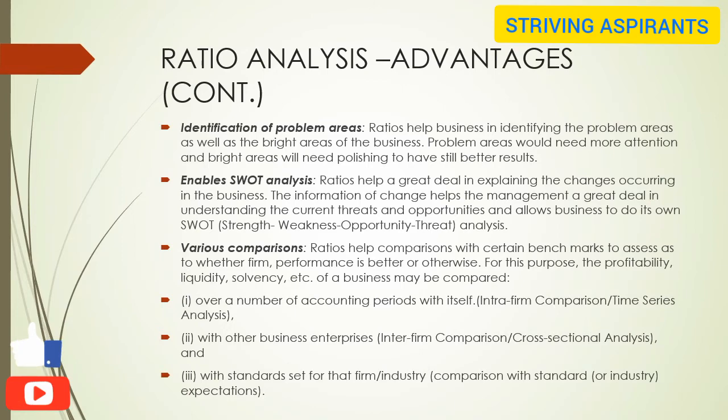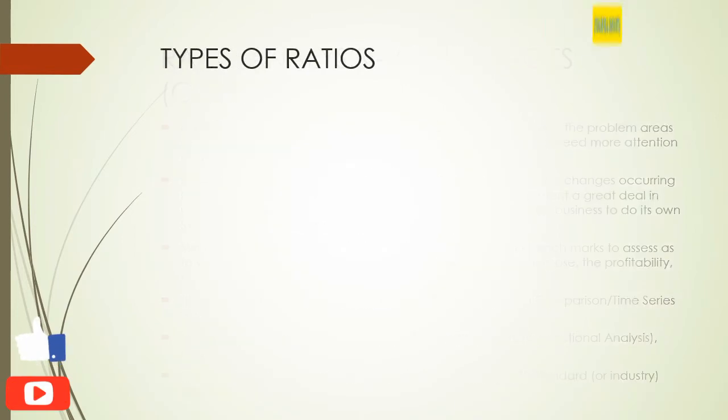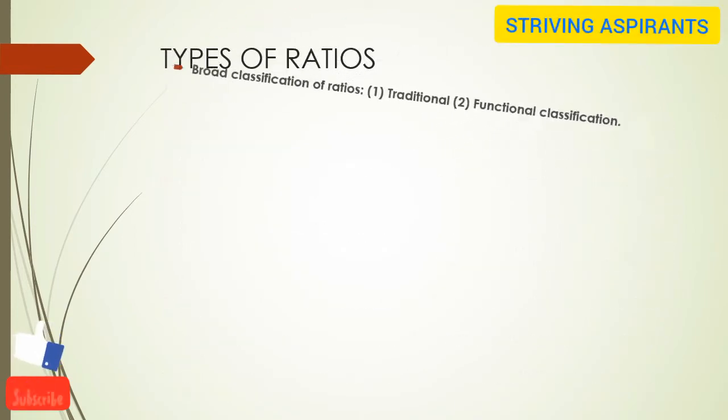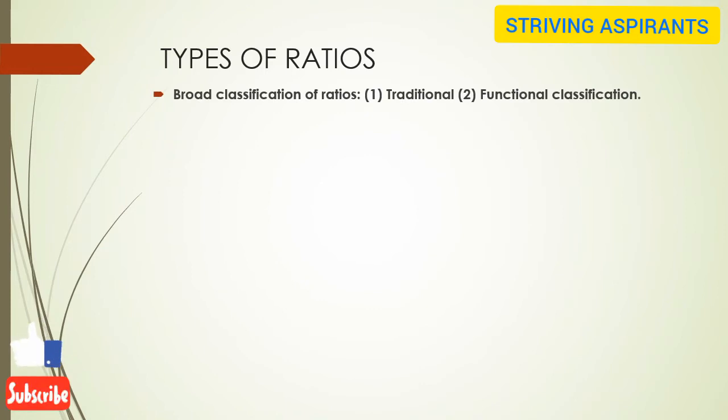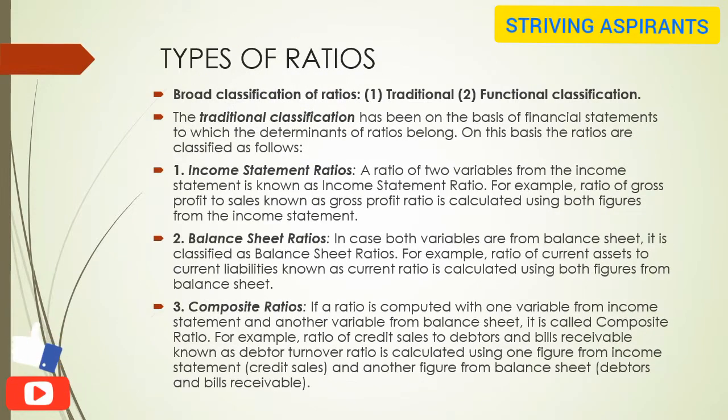Now we will look into the types of ratios. This is the broad classification. One is traditional and the second one is functional classification. Let's look into the ratios coming under traditional classification.